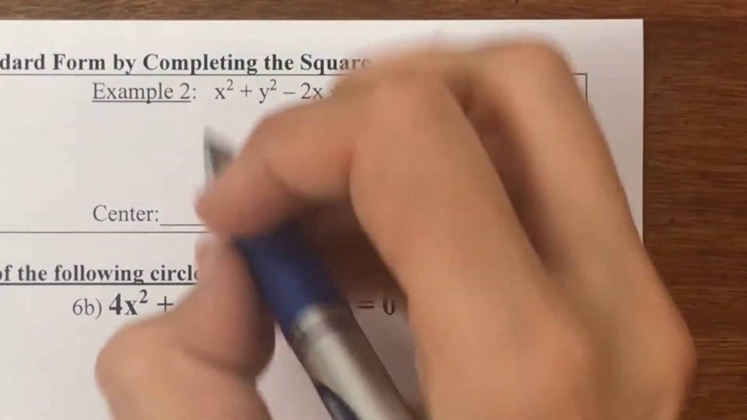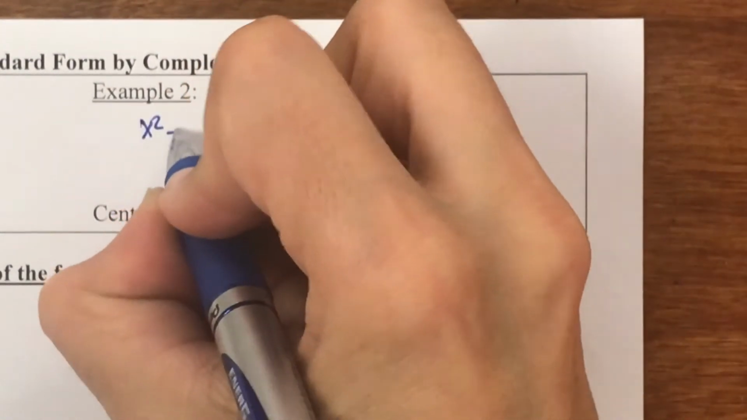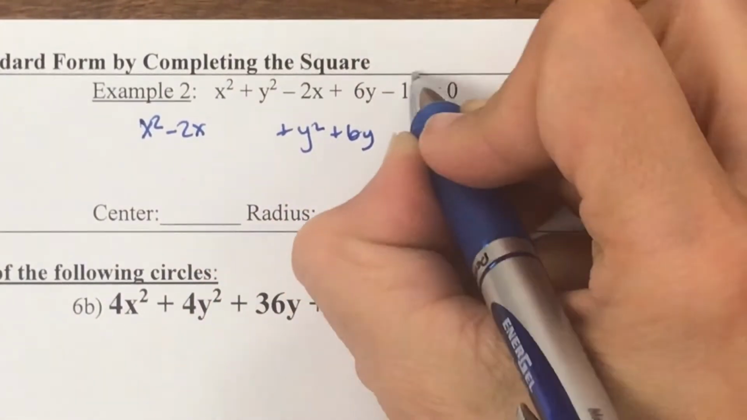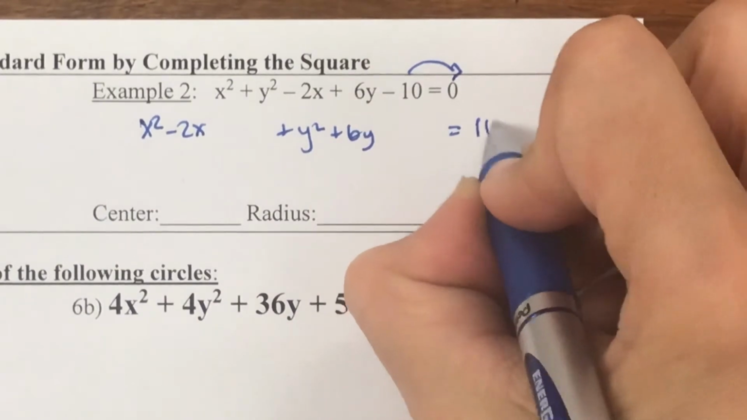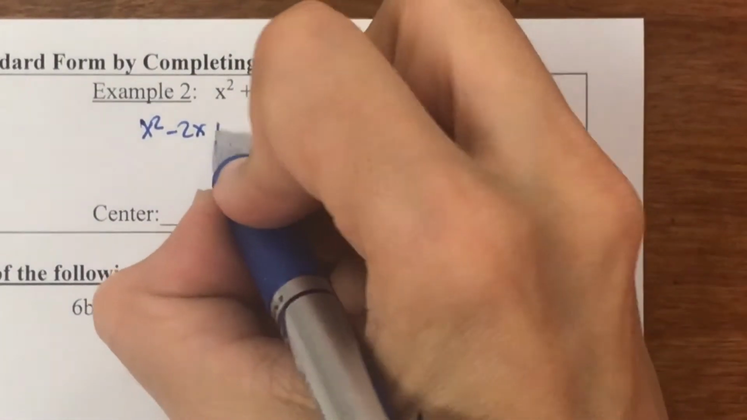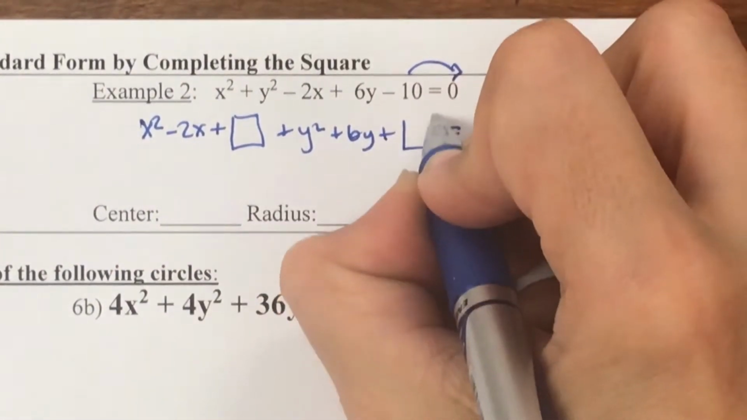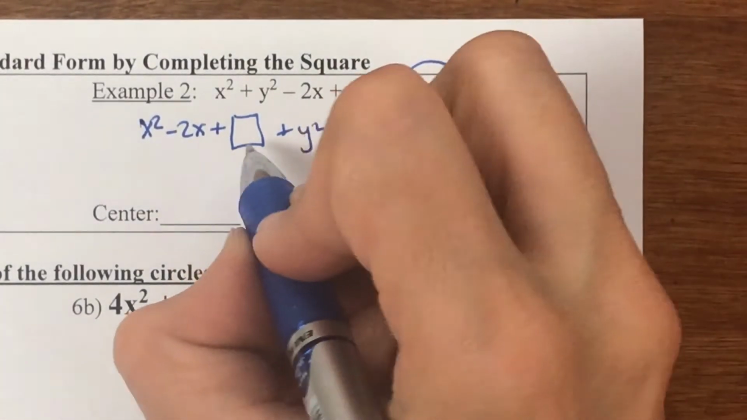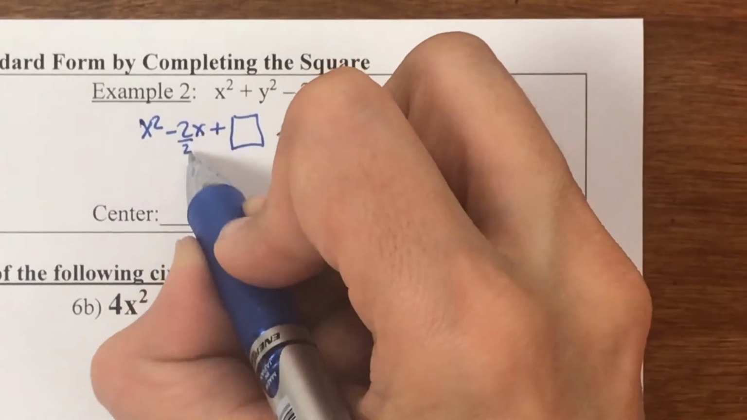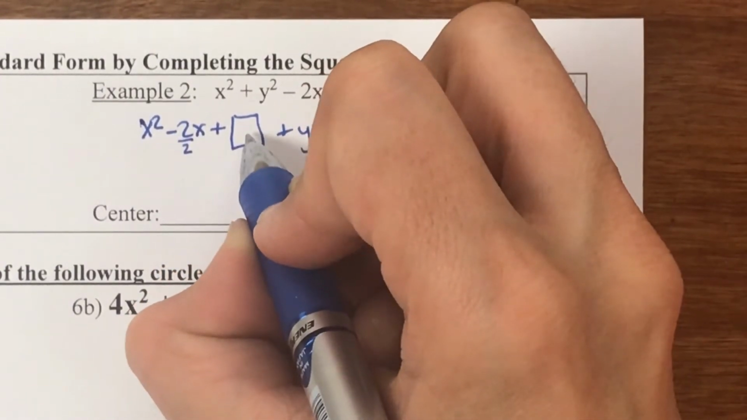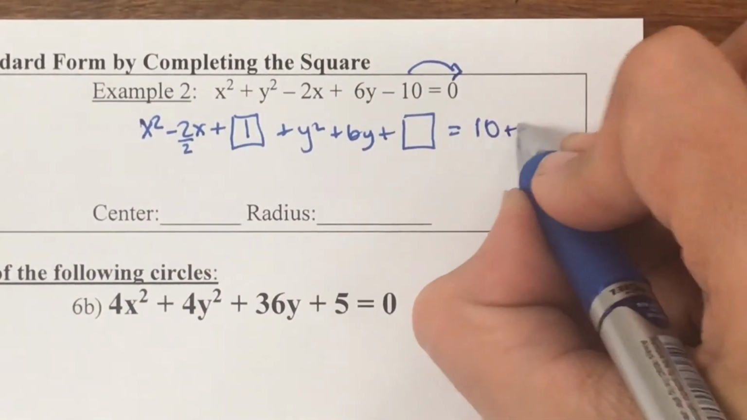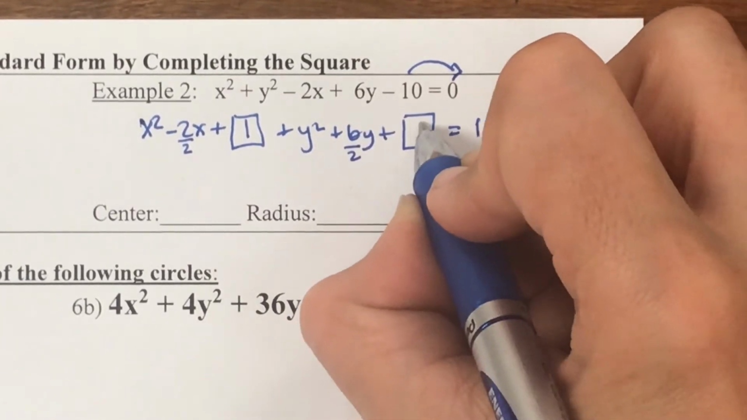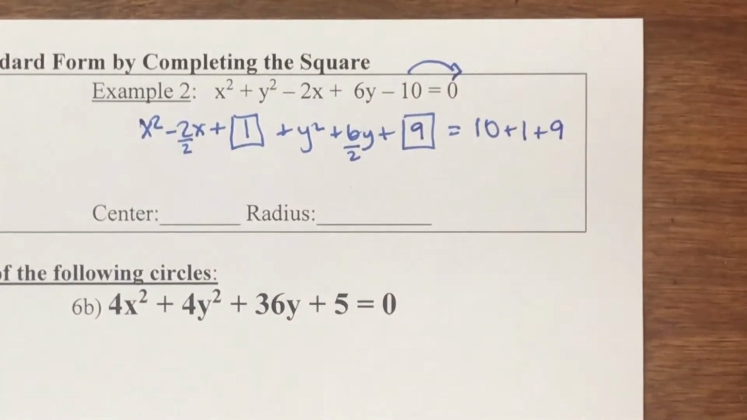So in example 2, we've got to group the x's together. x squared minus 2x plus y squared plus 6y equals, bring that 10 to the other side, add it, so you're going to get a positive 10. And I like to draw the square in each part. So now I'm going to complete the square. We take half of my b value, so half of -2 is -1, -1 squared is 1, so then I have to add 1 to the other side. Take half of this, half of 6 is 3, 3 squared is 9, add 9 to the other side.